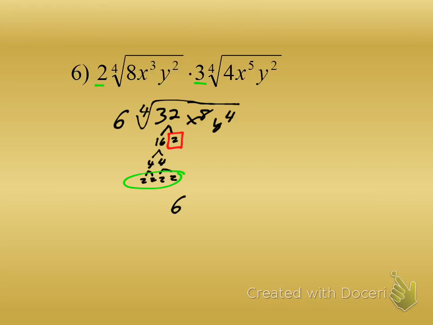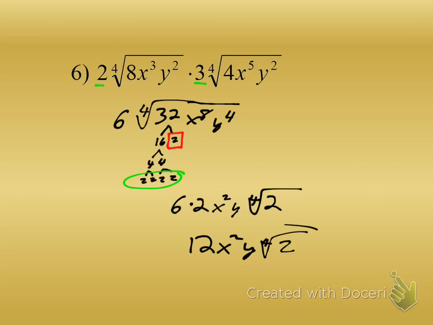Okay, so we got 6 times the 2's you're bringing out. 4th root, the 2 that's getting left inside. X is to the 8th, divide that by 4, you get 2. Y is to the 4th, divide that by 4, you get 1. Clean it up a little, 12 x squared y, 4th root, 2.